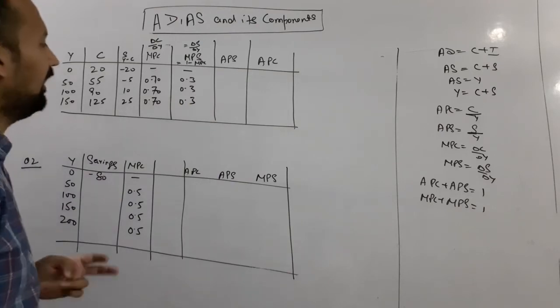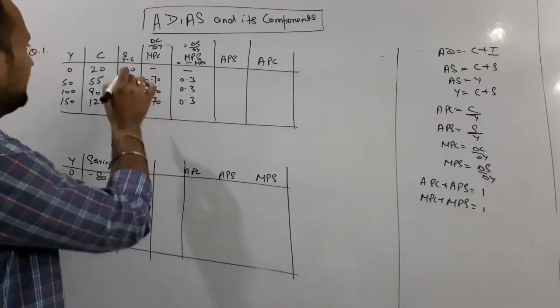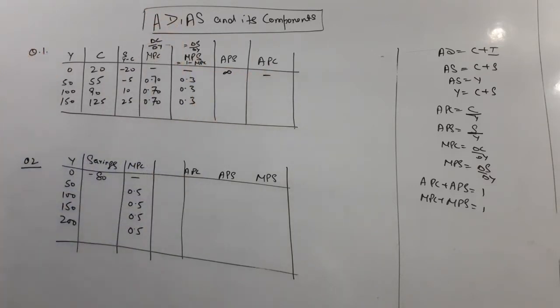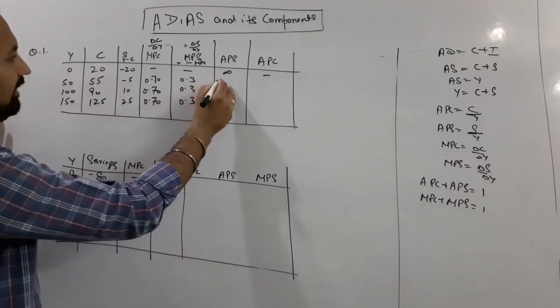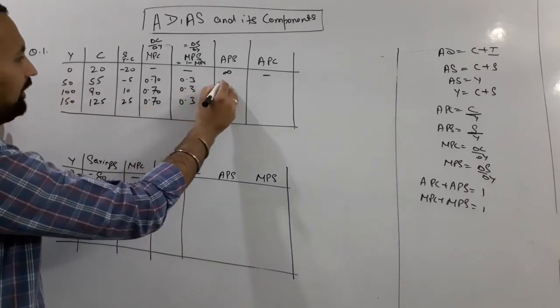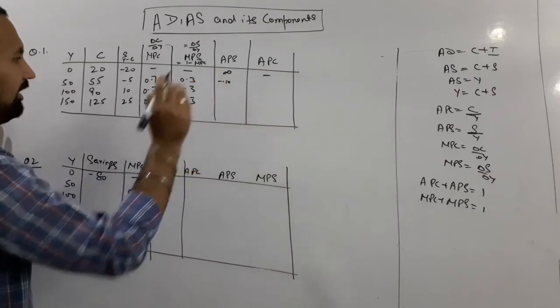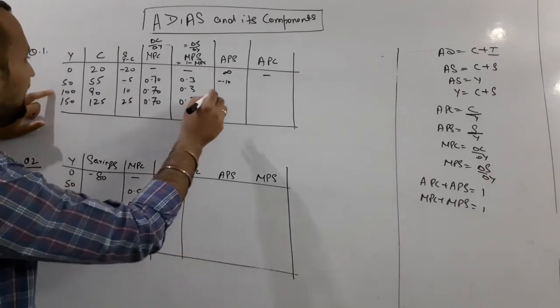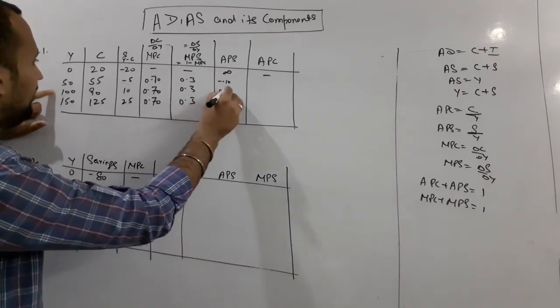APS can be found out as S upon Y, that is minus 20 upon 0, infinite. First value dash. Next value S upon Y, minus 5 upon 50, that is minus 1 upon 10, which means minus 0.10. Next is 10 upon 100, that means 1 upon 10, that is 0.10.